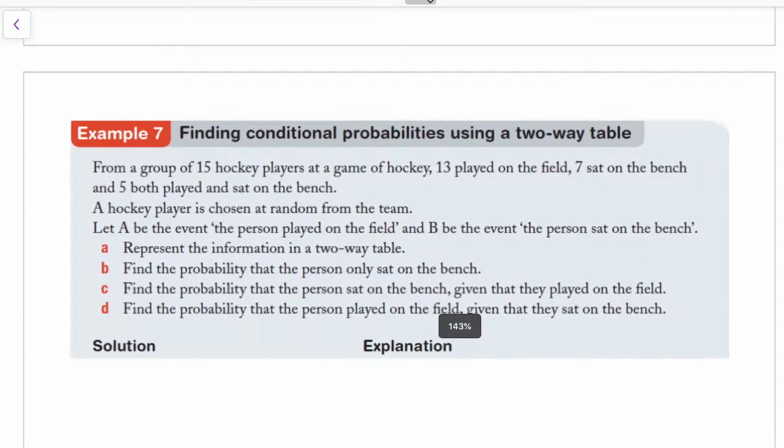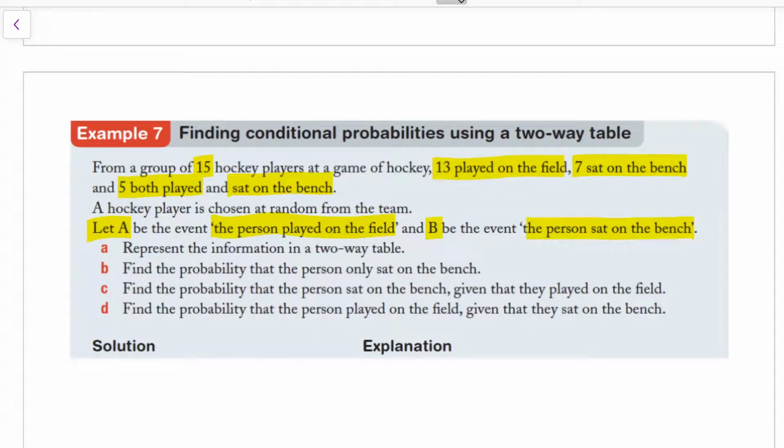Example number 7. It's a bit more work involved in this. So a group of 15 hockey players. So my universal set or my total is 15. 13 played on the field. 7 sat on the bench. 5 both played and sat on the bench. A hockey player is chosen at random. Let A represent the person who played on the field and let B represent the person that sat on the bench. They want this represented in a two-way table.